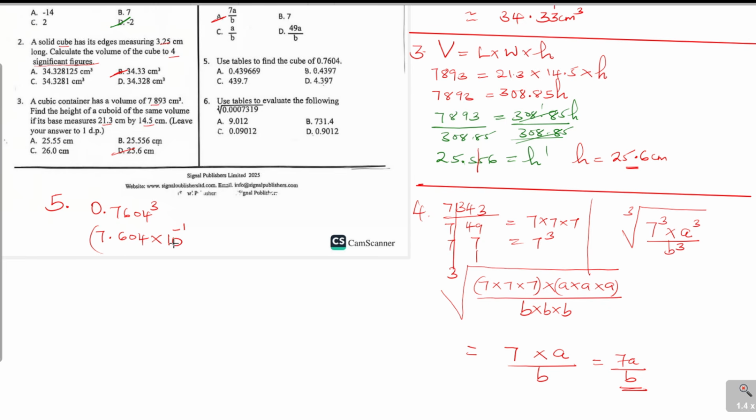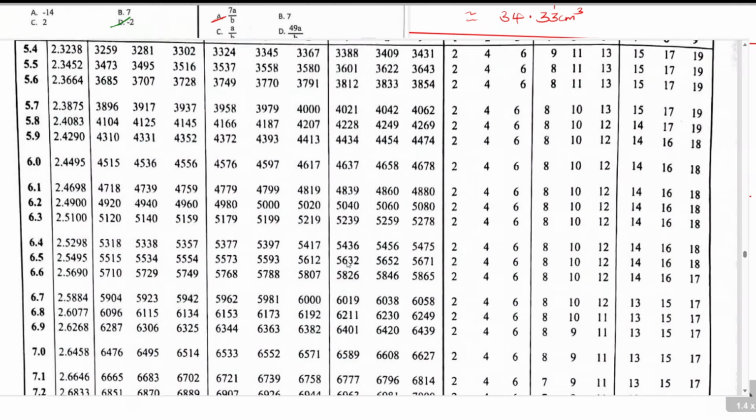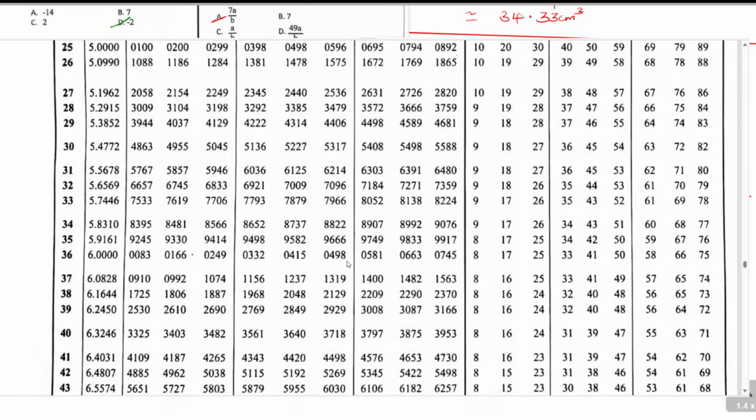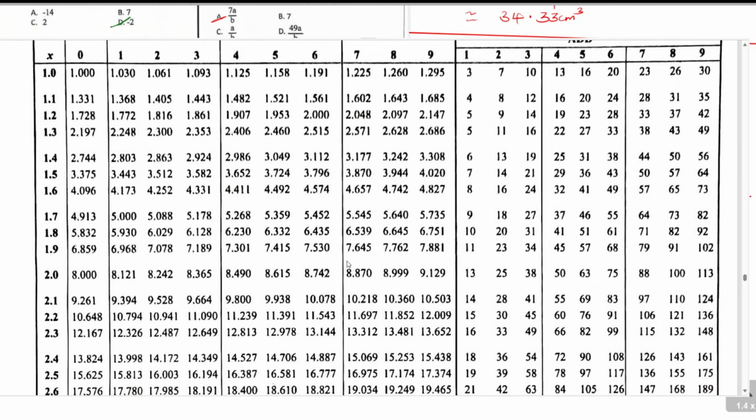So now you are getting the cube of each of them. From the table, get the cube of 7.604. So we go to the table. You have the 4-figure mathematical table, so make sure you have that. Go to the tables of cube. You see this is a square root; go to the tables of square root, that is square root. So you have cube.